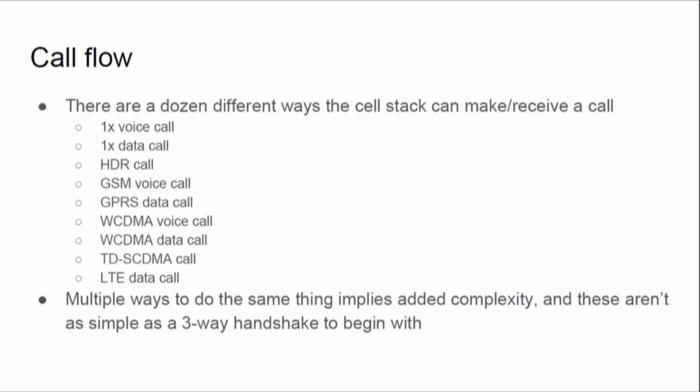And cellular phones typically support all of these because you don't know where in the country or what network you're really going to be on, and your call type can drop as you're switching between cells. If you've ever been driving and your call quality gets bad and it dropped to 2G because you have no cell coverage. So all these different ways to do things add a lot of complexity.